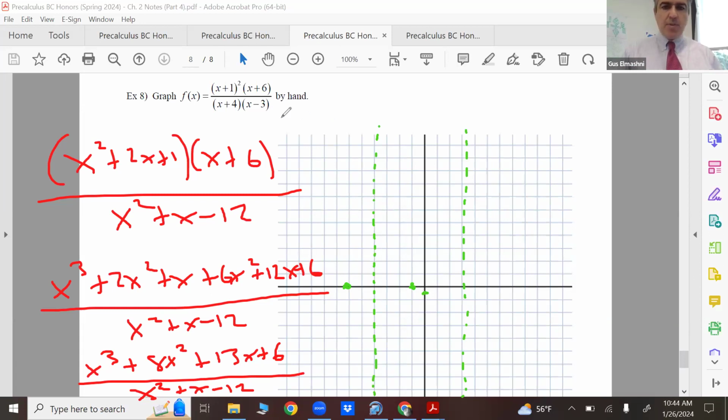Sign chart will do. So at 3, everything's positive to the right of it. No sign change at 3. There is no sign change at -1 because of the square, and then it changes sign after that. Right? Yes, sir.